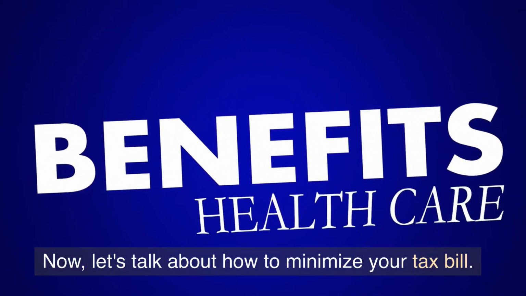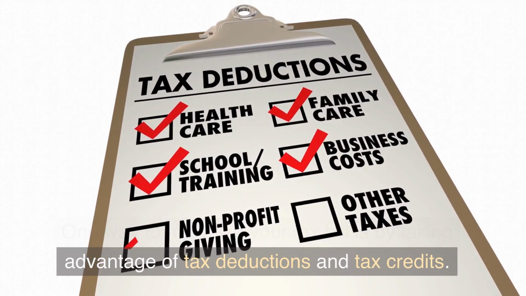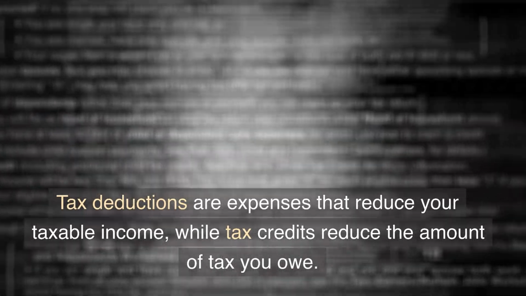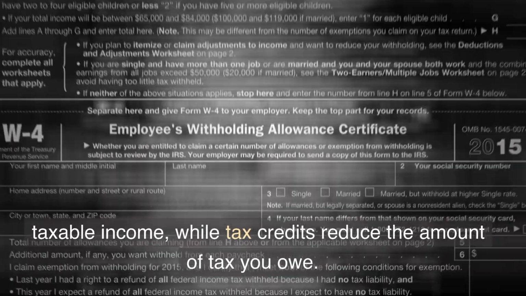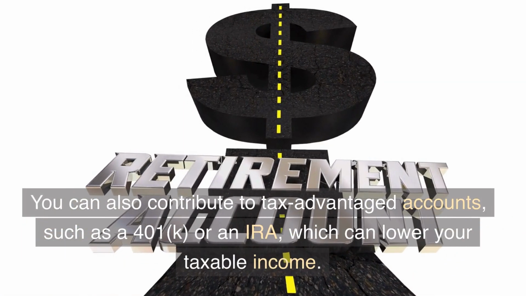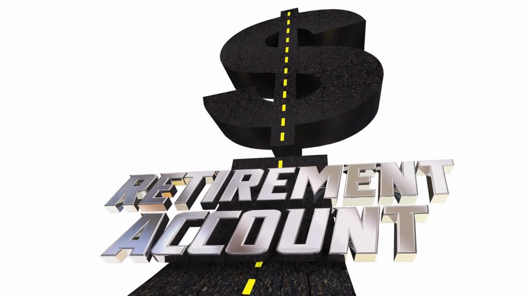Now, let's talk about how to minimize your tax bill. One way is by taking advantage of tax deductions and tax credits. Tax deductions are expenses that reduce your taxable income, while tax credits reduce the amount of tax you owe. You can also contribute to tax-advantaged accounts, such as a 401k or an IRA, which can lower your taxable income.